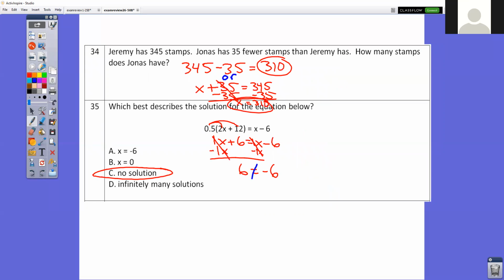In question number 34, Jeremy has 345 stamps. Jonas has 35 fewer than that. All that you have to do is take your 35 and subtract it from the 345 to get 310.